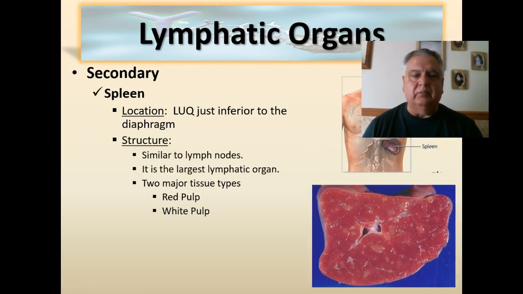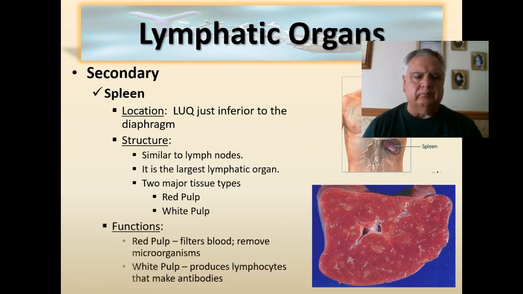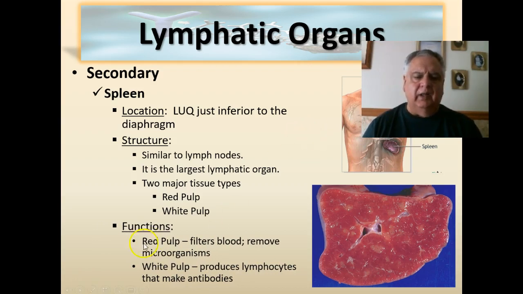Structurally, when you take a look at the spleen, it is very similar to the lymph nodes. However, the spleen is the largest lymphatic organ, and it has two major tissue types associated with it. These two major tissue types are the red pulp and the white pulp. So the function: the red pulp is where the blood is filtered and any microorganisms are removed. The white pulp contains lymphocytes, and these lymphocytes make antibodies.